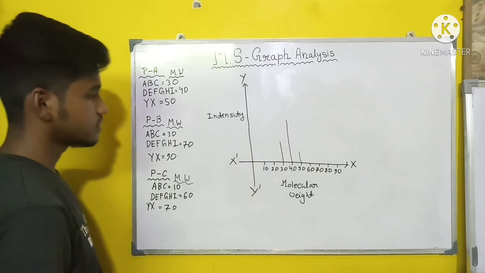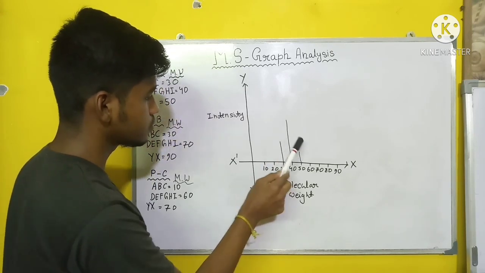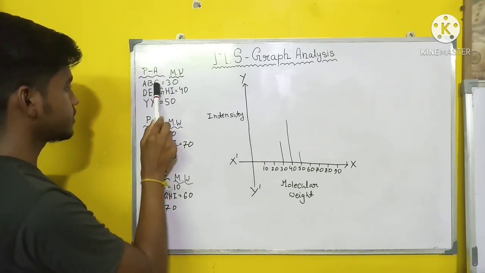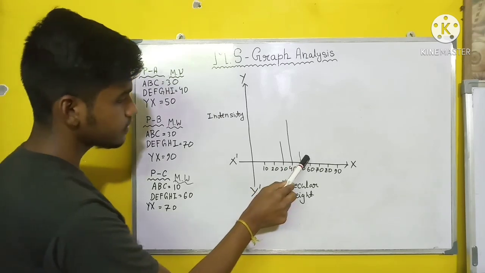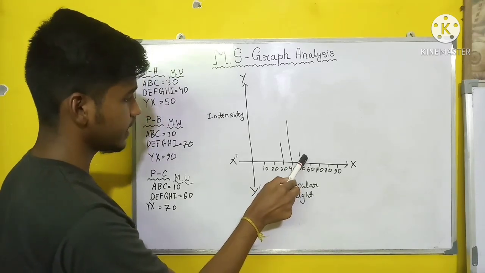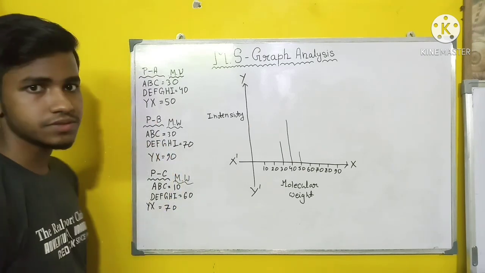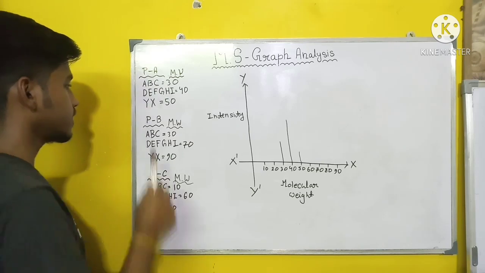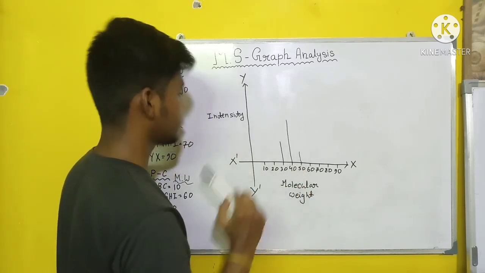This fragment is the moderate one among those two fragments, so it is the ABC fragment. And Y and X is the smallest fragment after the digestion of protein A by trypsin.